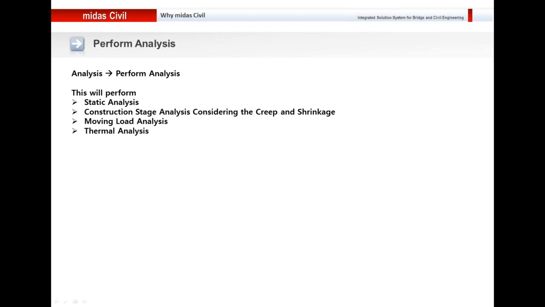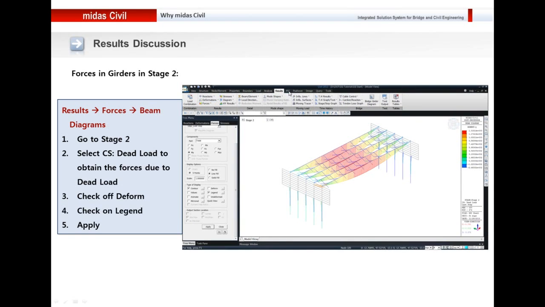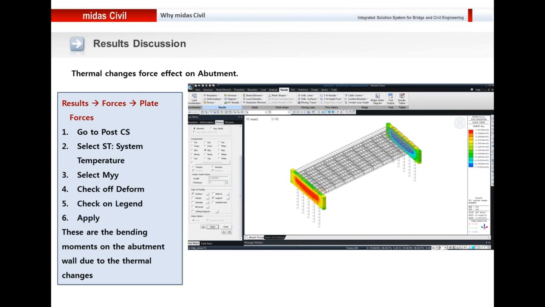Now let's go ahead and perform the analysis in this model. This will perform static analysis, construction stage analysis considering the time-dependent material behavior for concrete, the moving load analysis and thermal analysis, and then we will obtain the results. I have created several pages of results that you can review from the model, but in this particular webinar I'm just going to show you different results that I have obtained for this model.